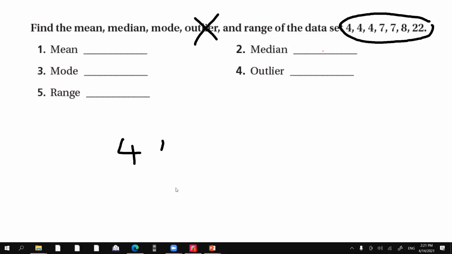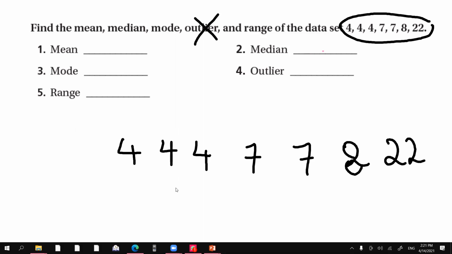4, 4, 4, 7, 8, and another 7 we have, and 22, and 8, and 22. Now, I told you first you have to arrange the numbers from least to greatest. The first one now, where is the mean? What is the meaning of the mean here? The sum of the total number over the number of them. So I will say here now, the mean is the summation of them.